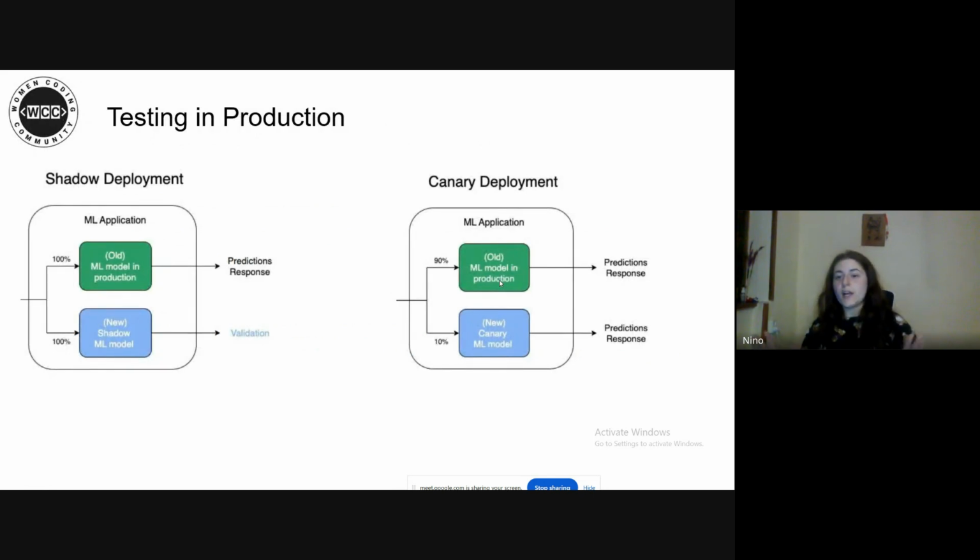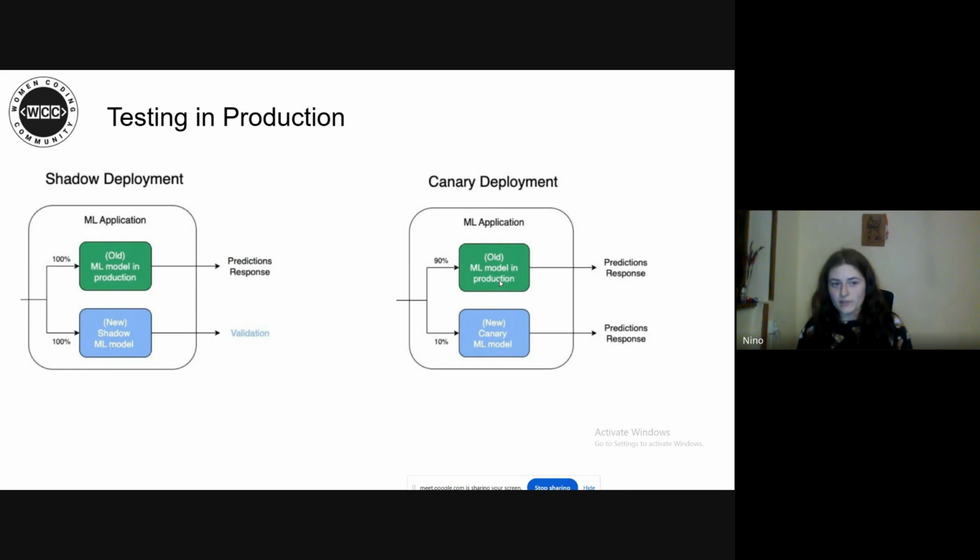Right. So up to this point, we have chosen our model and strategy, we have built and chosen the best model, and we are ready to put it into production. But before we put it into production, we have to test it. And there are several testing strategies. Let's start with shadow and canary deployment.